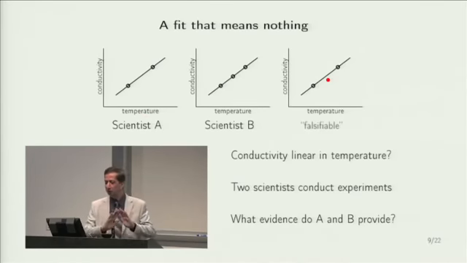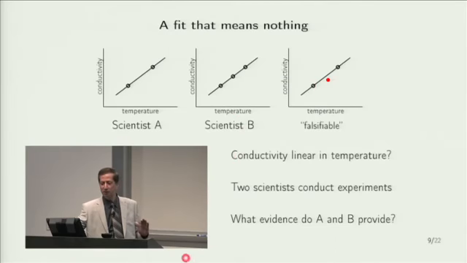So in this case, this guy could have been falsified, if the red point came here. Therefore, he actually provides evidence, which is the point. This guy could not have been falsified.